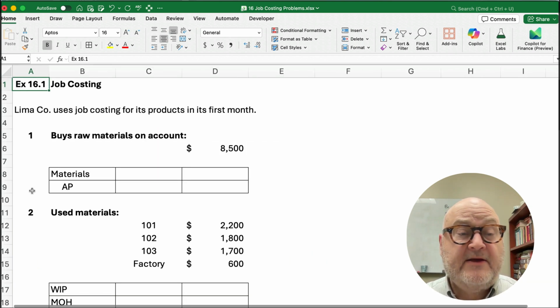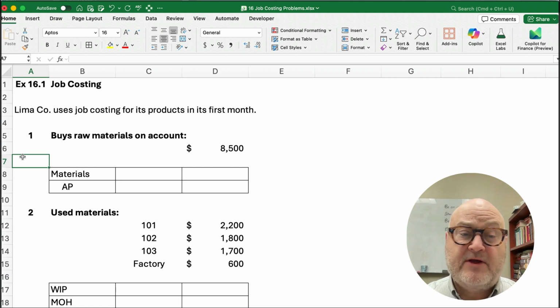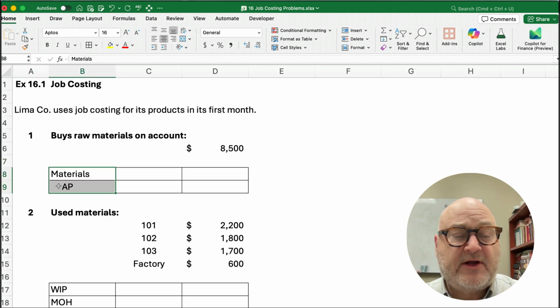So here we have the Lima Company. We use job costing in its very first month, so there's no beginning inventory. We're going to do several journal entries, and I've set up the journal entries just so it makes it a little bit quicker for us.